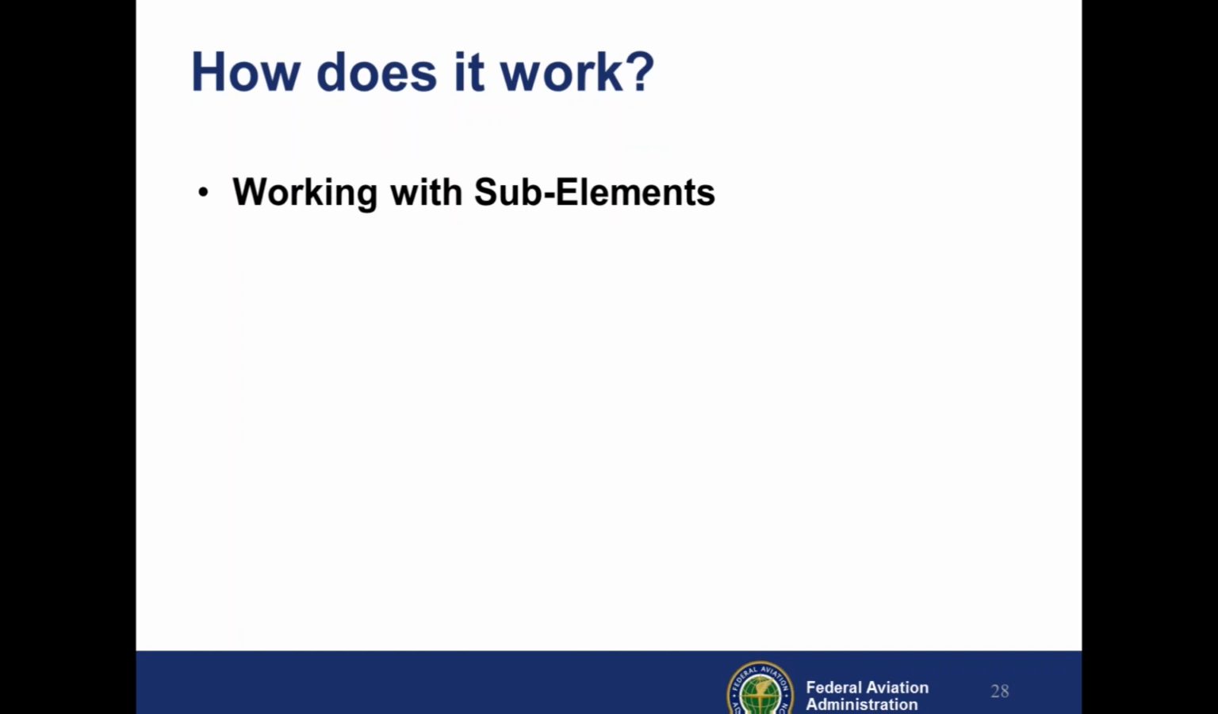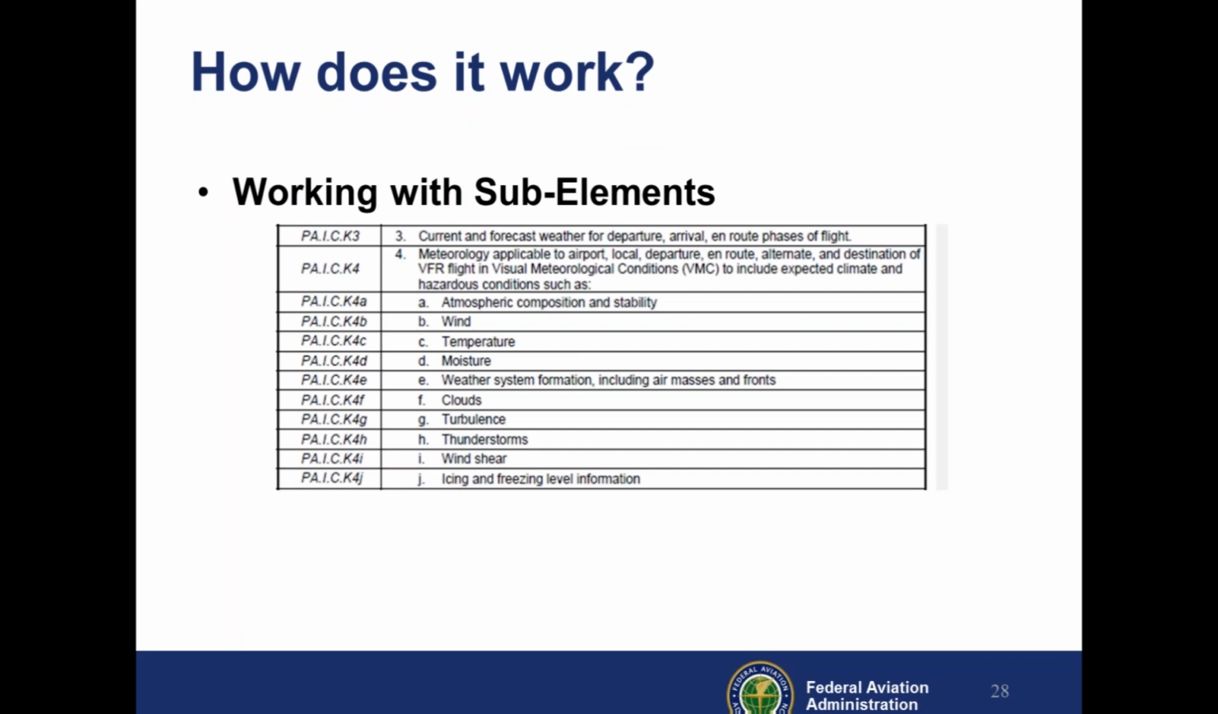I do first have to mention something called sub-elements because I don't want it to throw you or give you any trouble. On screen, you can see an example of sub-elements. Sub-elements are those that end in letters. Like we have Kilo 4, which is meteorology, and then Kilo 4A, and then B and C, which are much more clearly refined sections or topics under meteorology.